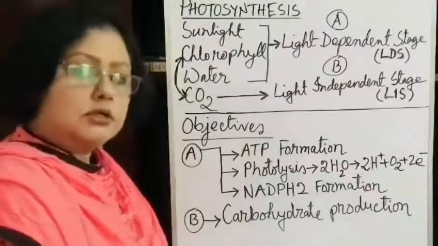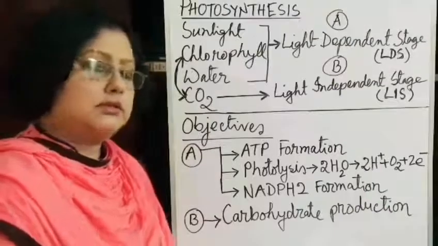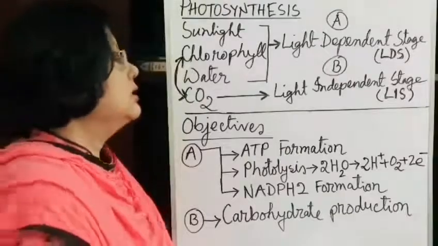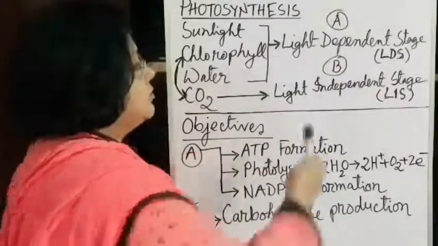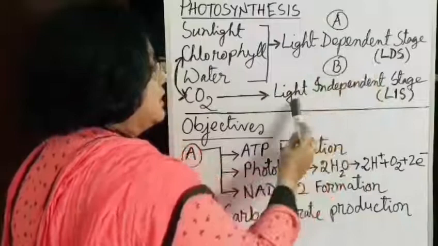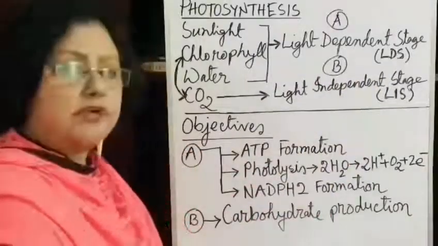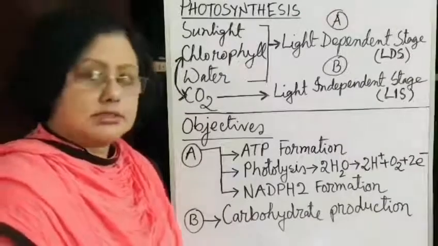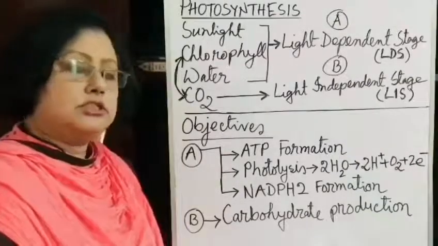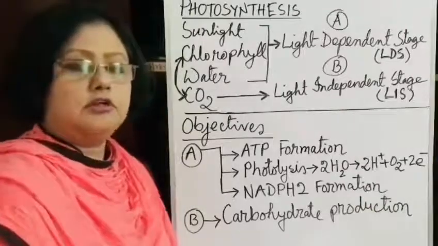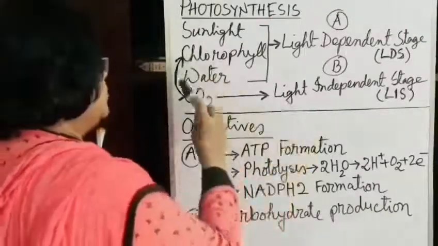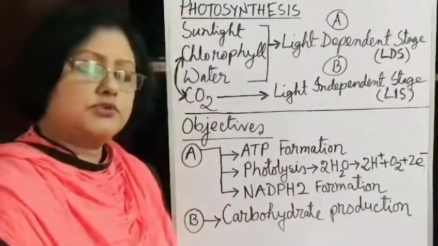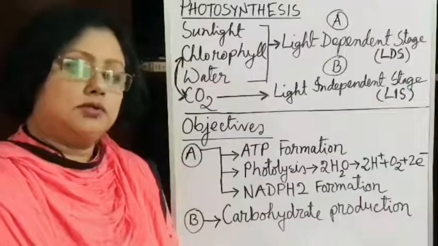And do you think all these factors take part together? No. That's why photosynthesis is divided into 2 stages. Stage A, the light dependent stage, and stage B, the light independent stage. The factors involved in the light dependent stage are sunlight, chlorophyll and water. The factors involved in the light independent stage are chlorophyll and carbon dioxide. The whole photosynthesis process takes place in the chloroplast.